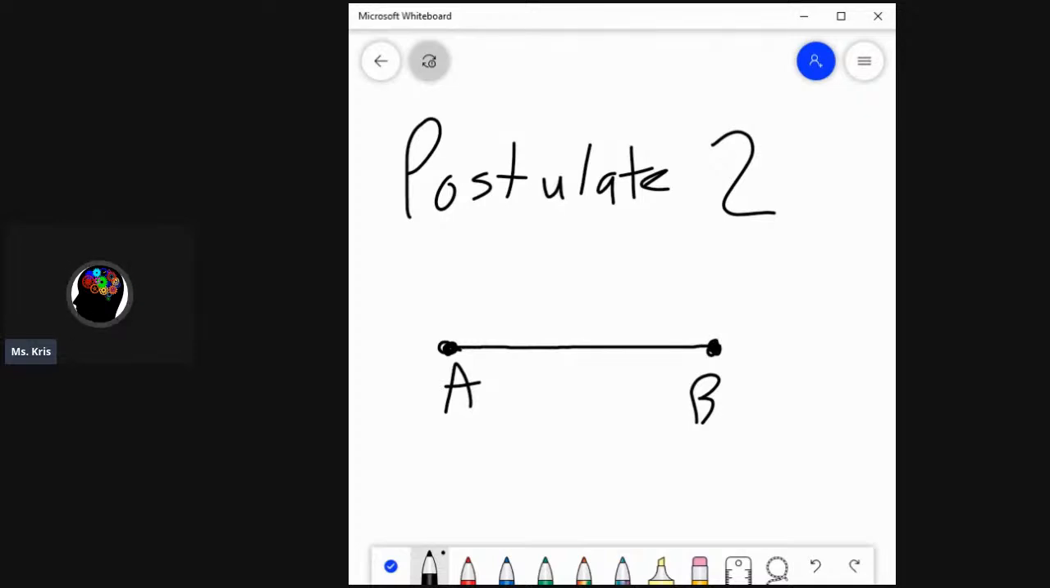Also, postulate 2 is called the ruler postulate. It simply means you are measuring point A to point B. So when you're dealing with point A to point B measurement, that is called the ruler postulate or postulate 2.